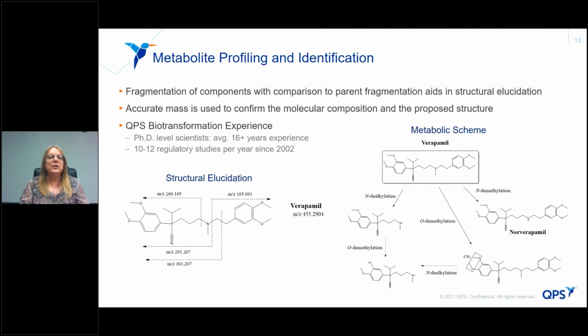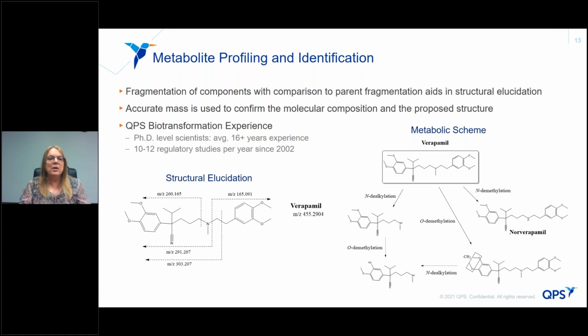So now I'd like to talk about metabolite profiling and identification. The 2 structures that you see at the bottom, one is verapamil with the fragmentation that we would see in a mass spec, and the other is the metabolic scheme of verapamil. And the reason I've shown these is that what I want to demonstrate is that the fragmentation of the individual components with comparison to the parent fragmentation aids in the structural elucidation.